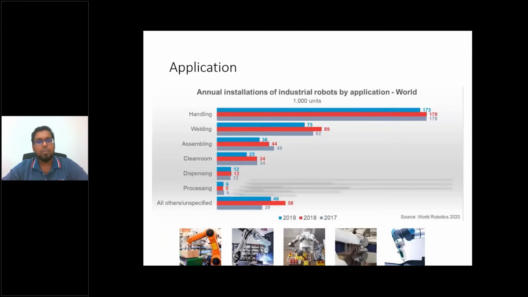Okay, next we are going to look at applications. If you see this chart, from the World Robotics 2020 survey, the most common application of robots in industry is handling parts. Handling parts can include pick and place, machine tending, palletizing, or packaging. So it just does pick and place applications. Next is welding. This is a well-known application that most of the automotive industry uses, to weld car parts, doors, and so on.